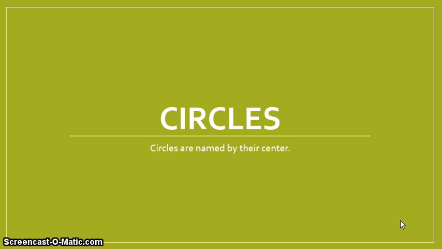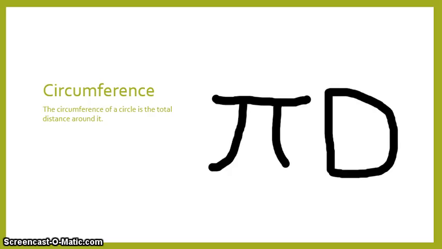Circles are named by their center, like I talked about. The circumference of a circle is the total distance around it. The circumference is basically the outline of the circle. And here's the formula for it: pi d, or 2 pi r. But pi d is basically, d is basically r times 2, so.